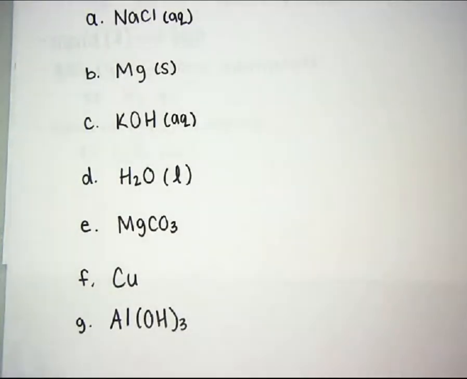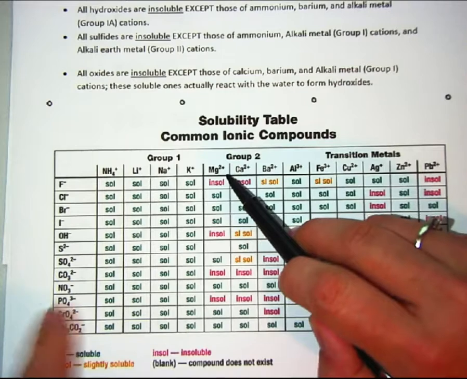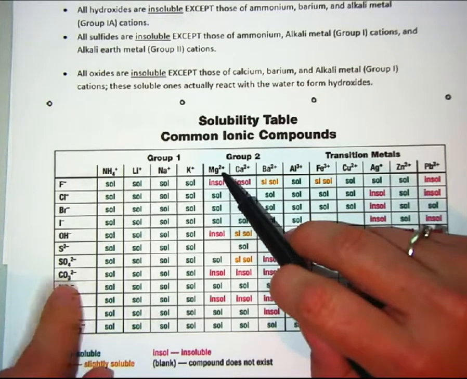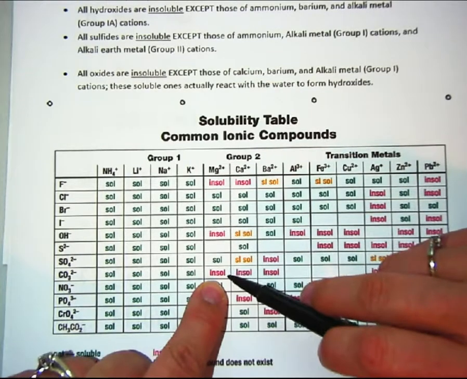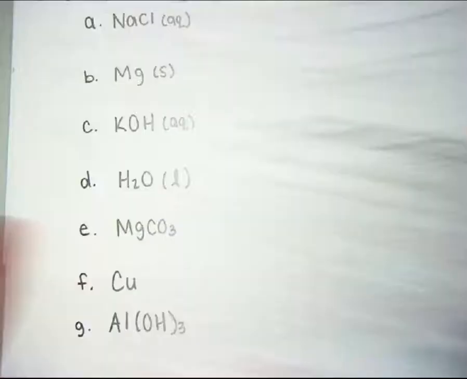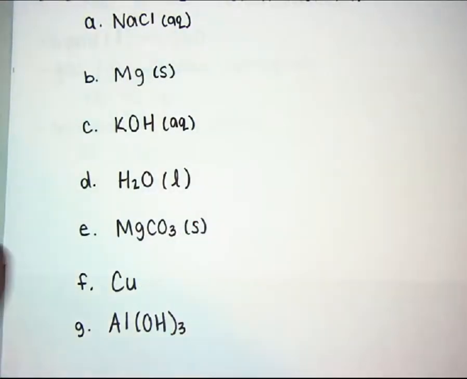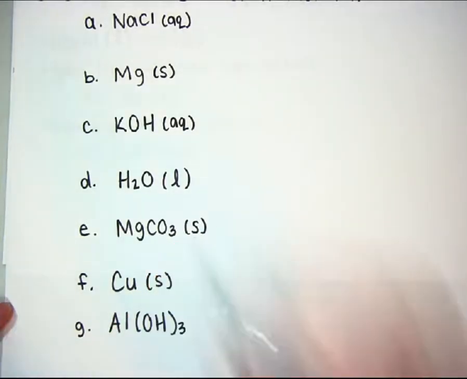E, magnesium carbonate. We find magnesium across the top, carbonate along the side. See where they intersect. Magnesium carbonate is insoluble. That means it is going to form a solid. It won't dissolve in water, so we're going to see that ionic compound precipitate as a solid. Metals by themselves are always solids.